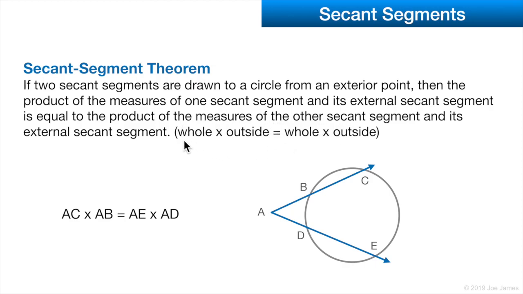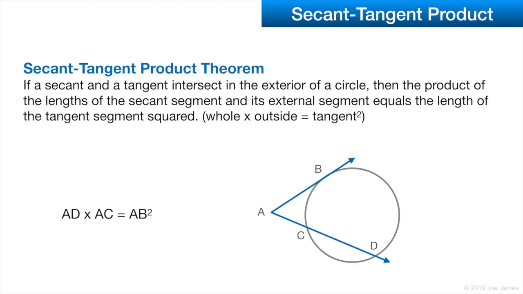But think of it this way. The whole line up to point C, AC, times the outside portion of it, AB. So AC times AB is equal to this whole line, AE, times the outside portion, AD. So whole times outside equals whole times outside. That makes it a lot more digestible. That's the secant segment theorem.